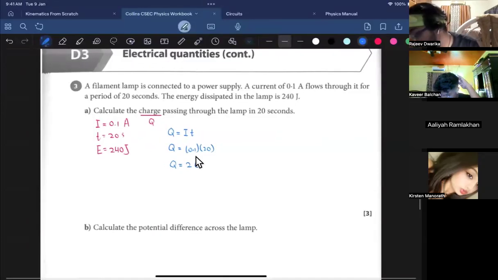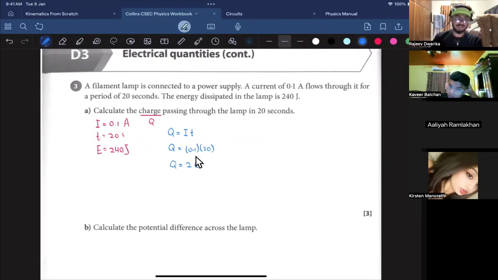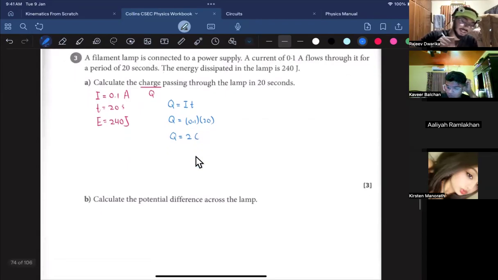So everybody okay with that? Justin, you get that? Okay, nice. Right? Calculate the potential difference across the lamp. Now, potential difference, we know that is just voltage, right? We know that is just voltage.